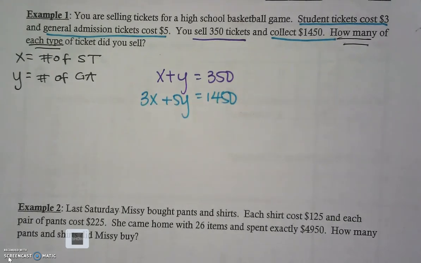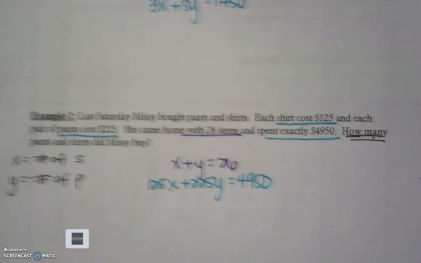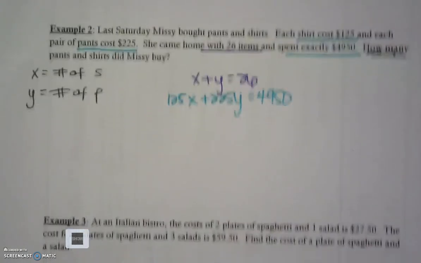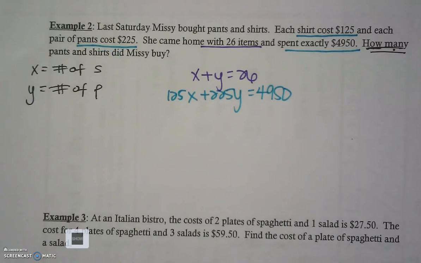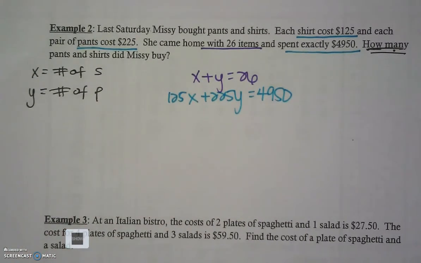So using this as an example, why don't you try setting up example number 2? Hopefully you pause the video because here's my answers. Again, I highlighted the important information. The cost of a shirt is money, the cost of pants is money, and I spent exactly that much money. Then I have a total number of items. I define my variables, the number of shirts and the number of pants, and those are my two equations. So example 1 and 2 are very similar. We had a total number of items bought and how much we spent.